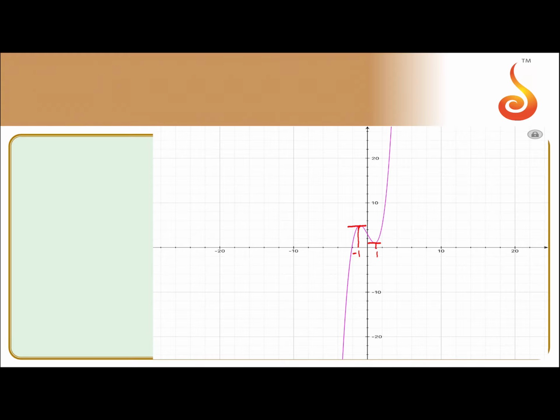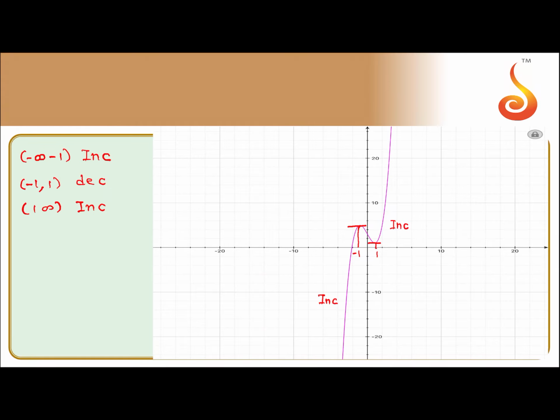What we observe, function is increasing, then function is decreasing from minus 1 to plus 1, again increasing. So what we find once again, from minus infinity to minus 1, function is increasing. Next, from minus 1 to plus 1, function is decreasing, and 1 to infinity, function is again increasing.